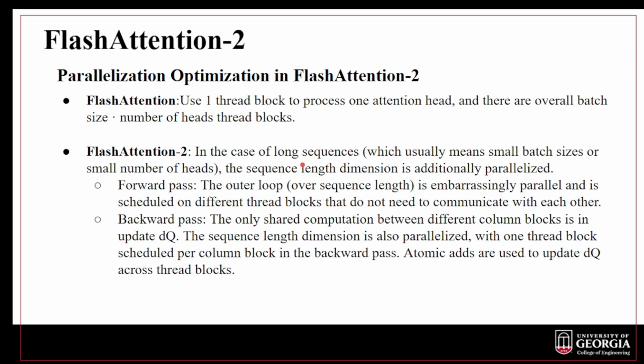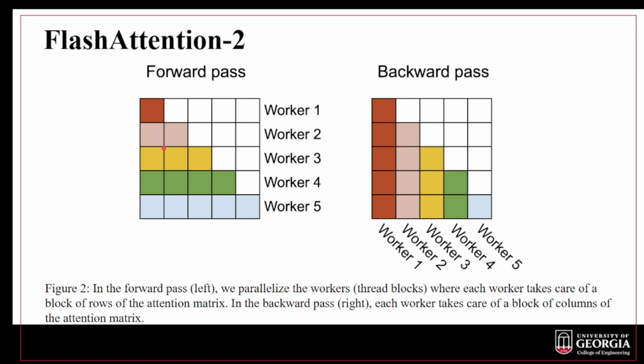However, for the case of long sequences, which usually means small batch size or small number of heads, in order to make better use of the GPU, FlashAttention 2 additionally parallelizes over the sequence length dimension. In addition, here is the parallelized scheme for the forward and backward pass, like this. This parallelized scheme is designed to reduce the communication between different blocks. This is the forward pass. This is the backward pass.